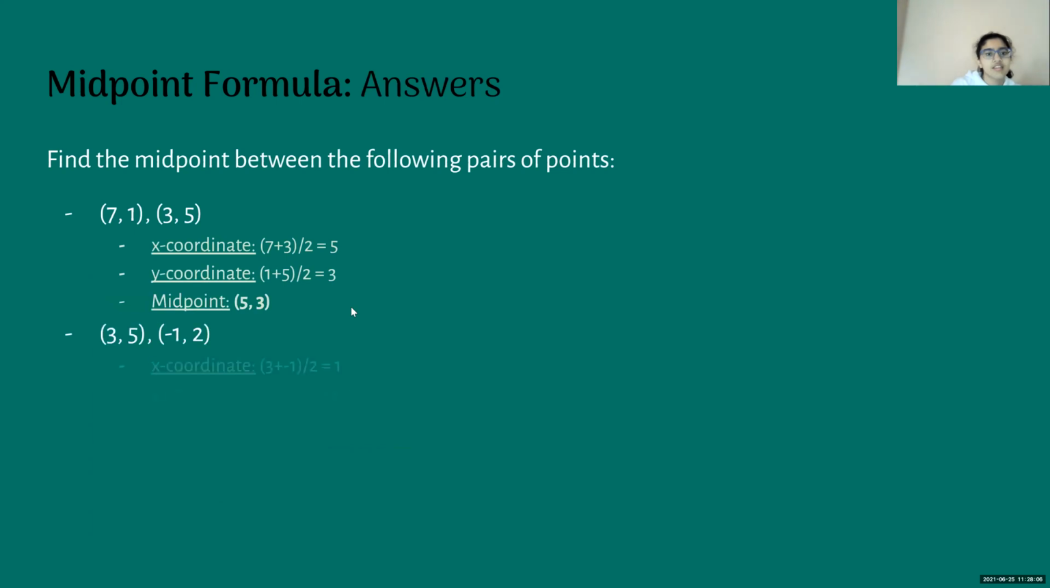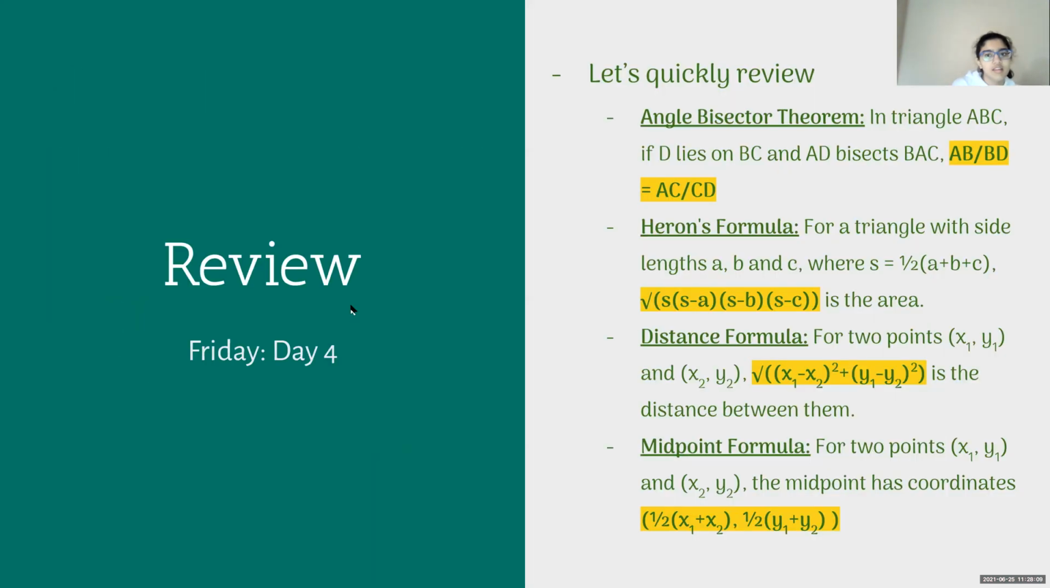Okay. So just to review, angle bisector theorem: in triangle ABC, if D lies on BC and AD bisects angle BAC, then AB over BD equals AC over CD. Then for Heron's formula, for a triangle with side lengths A, B, and C, where S is equal to half of A plus B plus C, the square root of S multiplied by S minus A, multiplied by S minus B, multiplied by S minus C is the area.